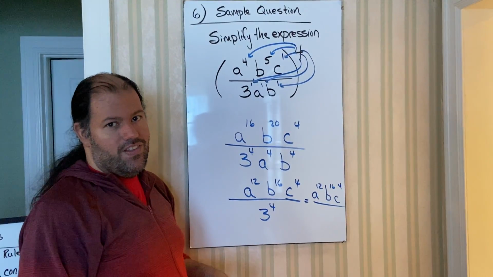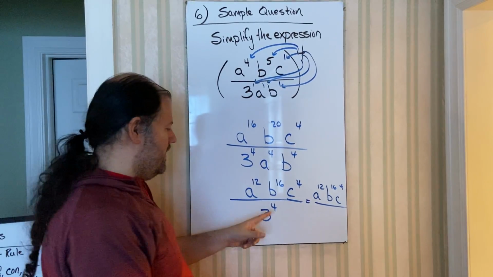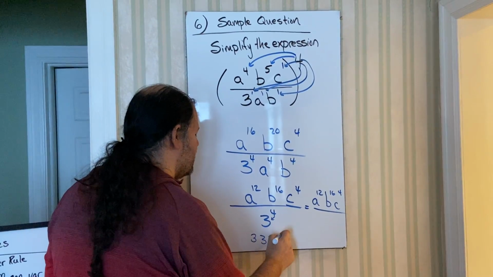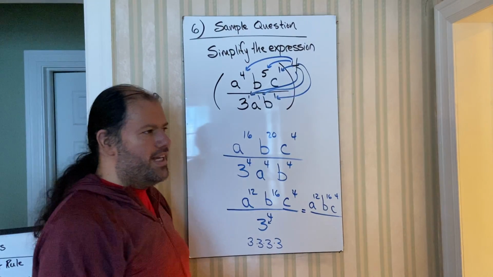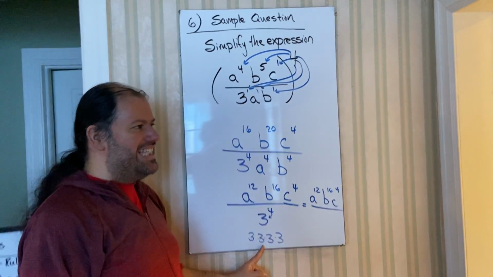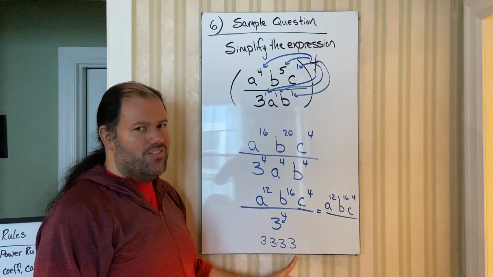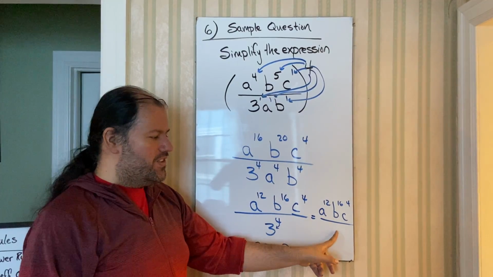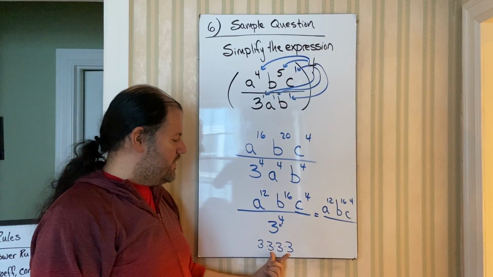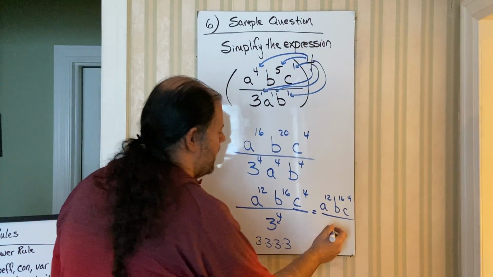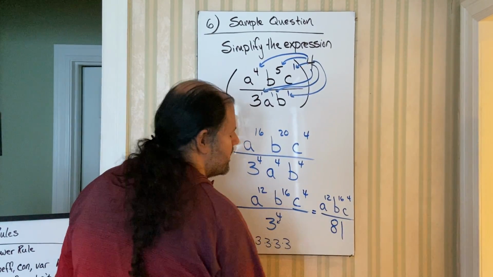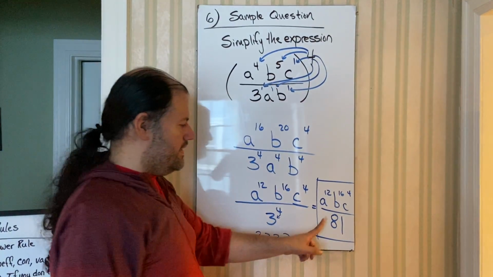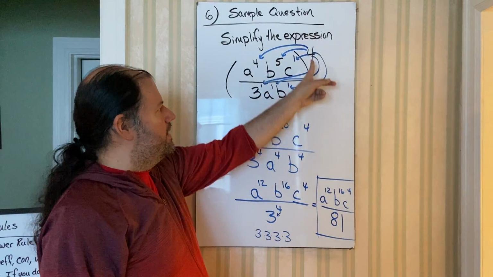3 to the 4th. Be careful, you should know, this means write out the base 1, 2, 3, 4 times. Multiply it out. 3 times 3 is 9, times 3 is 27, times 3 is 81. I don't want you to say 3 times 4 is 12. I told you there should be no 12 here. 3 times 3 times 3 times 3, 9 times 9, however way you want to see it, is 81. So our final answer is this. Much simplified.